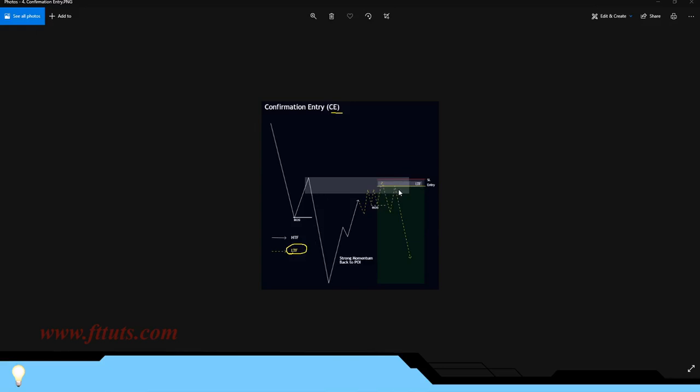So it allows you to really have a smaller stop loss size, ultimately increasing your risk to reward on your trade setup with additional information, right? Now, the confirmation entry type is best used when the range between the higher time frame point of interest and the lower time frame refinement is large, right?